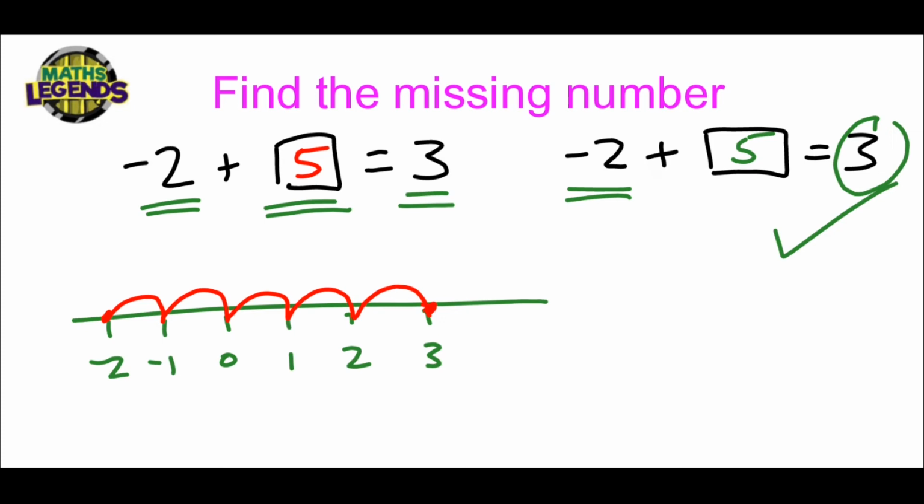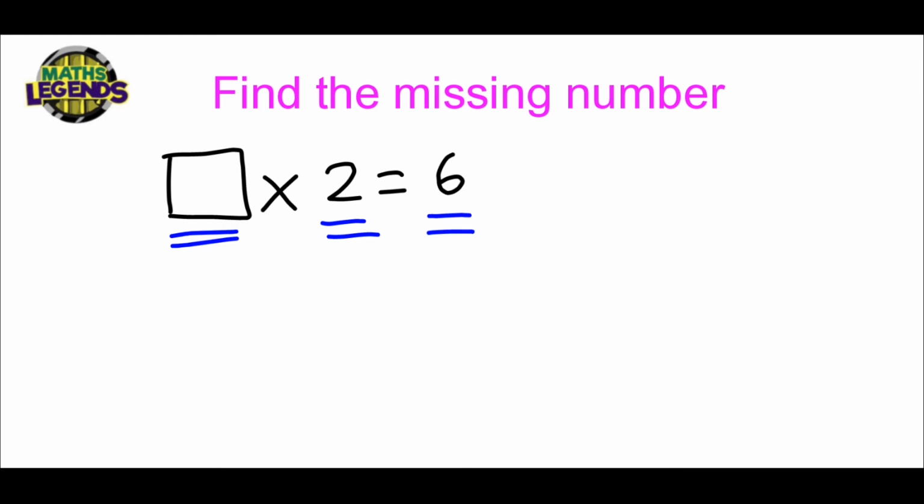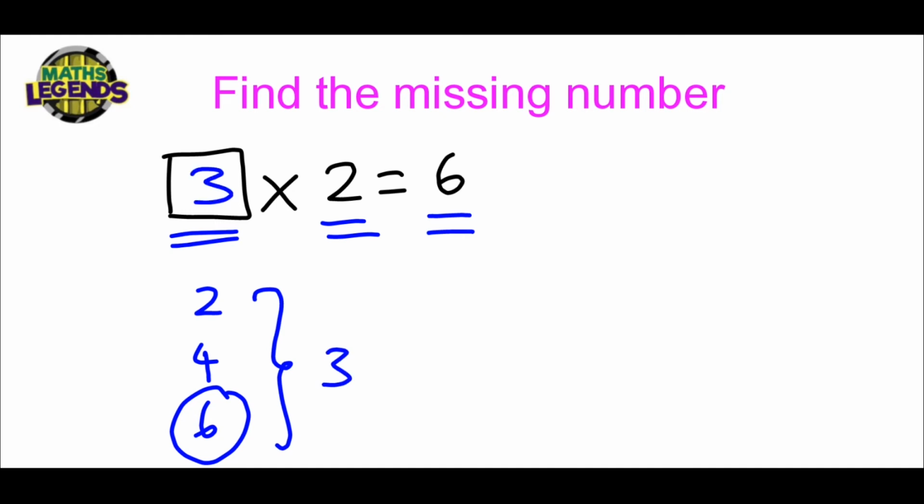Let's have a look at another example. Something times 2 equals 6. Now here, we're not going to use our number line. What we can do is, we know we want to multiply a number by 2 to get to 6. So that means we're going to be using our 2 times table. So we can go 2, 4, 6. Oh, we've reached the answer that we were trying to get to. And we've written 3 numbers. So that means the answer here is 3.